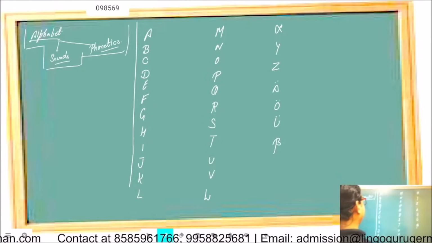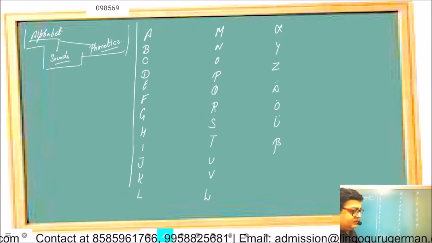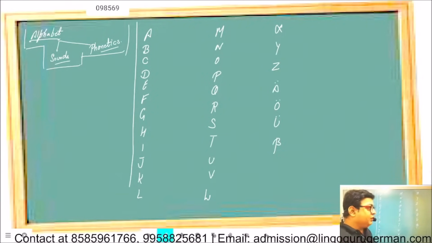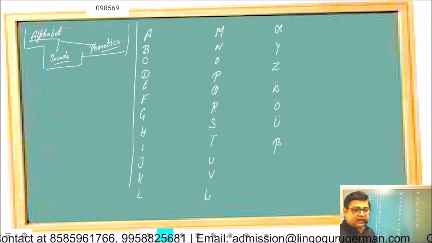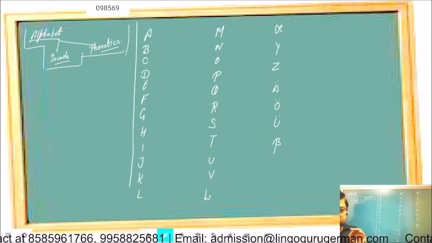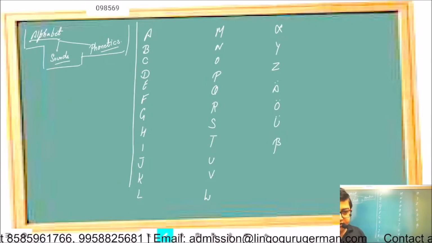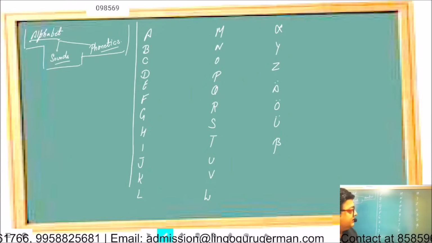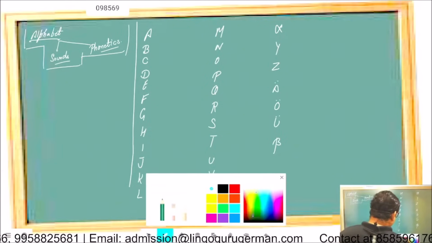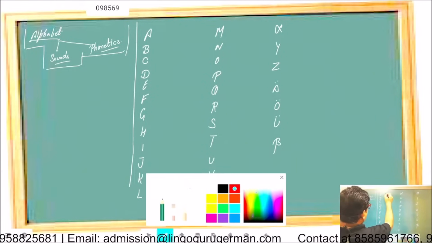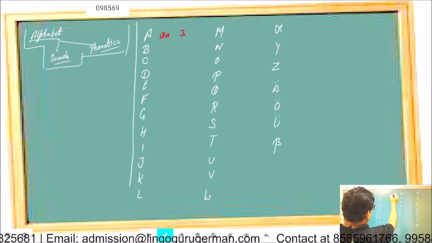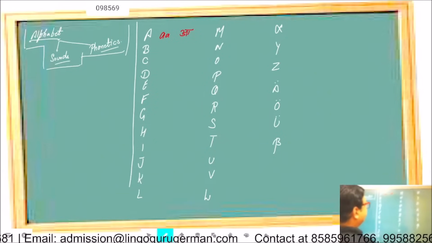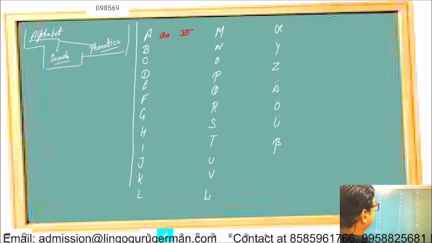So in German, 26 characters remain the same as in English. We do not change the way of writing. The letters are written the same way they are written in English, no change in the writing pattern. The only thing which is changed is the pronunciation. So in English we call it A, here we call it A. I will write in Hindi as well, so that it's helpful for both the learners.